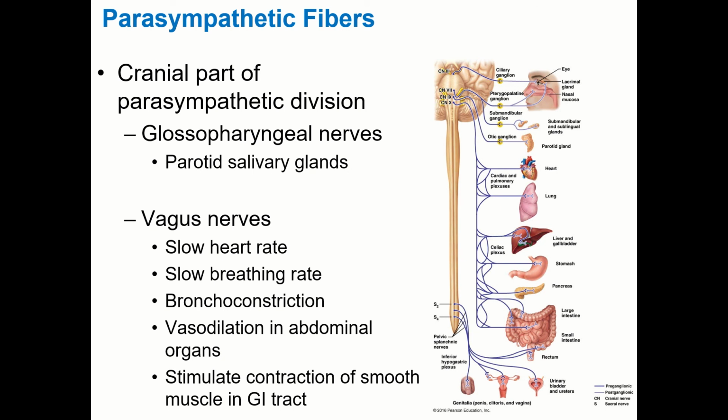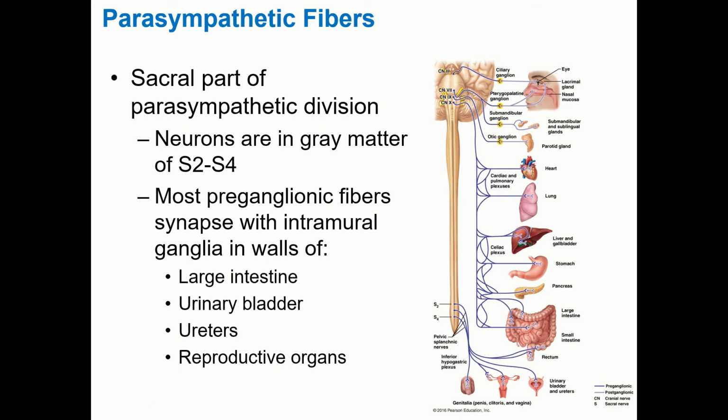All right, so that's the cranial part. Now we're going to move on to the sacral part. So now we're down here at the bottom. So all of these neurons, all their cell bodies, sit in the gray matter between S2, so again the sacral section of the spinal cord, and S4. So these actually have, as do many of these, but these have really long pre-ganglionic axons. So the pre-ganglionic axon actually runs all the way out to the effector organ, and then the ganglion is inside the walls of the effector organ, and so then the post-ganglionic fibers are fairly short.